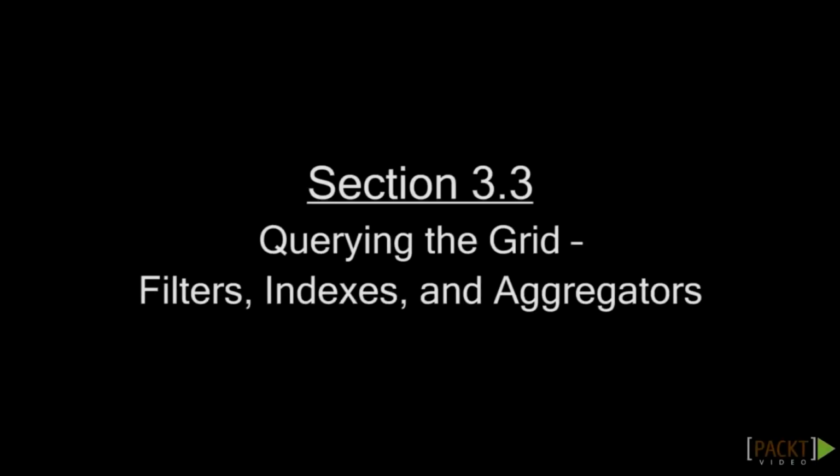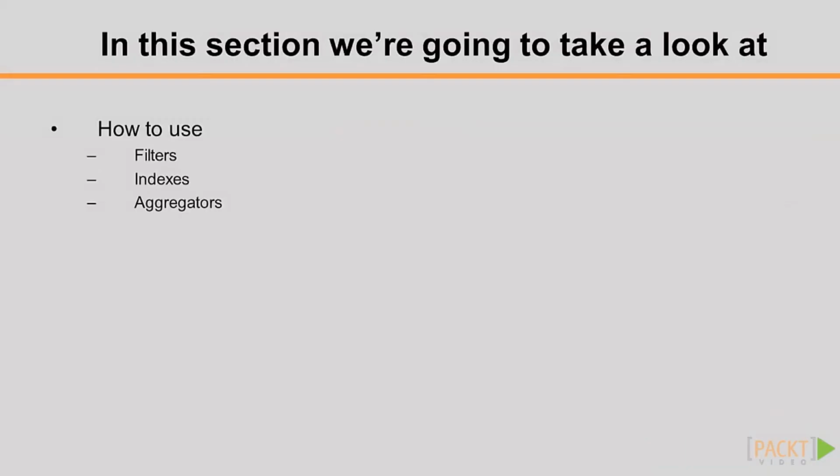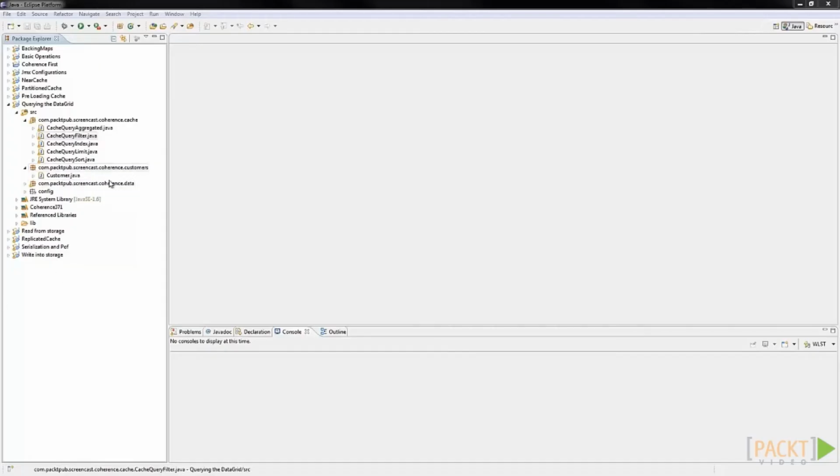In the previous video, we learned about loading the cache before starting cache operations. In this video, we'll take a look at how to query the data grid using filters, indexes, and aggregators. Before we begin, you should have downloaded the queryingthedataGrid.zip file, extracted it, and then imported it to your workspace.